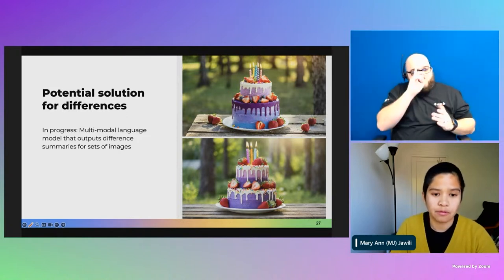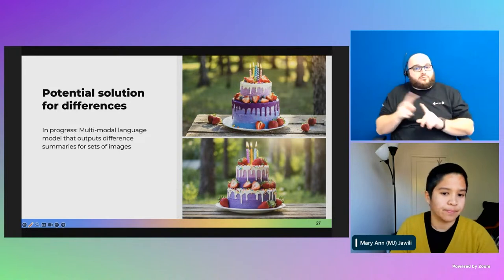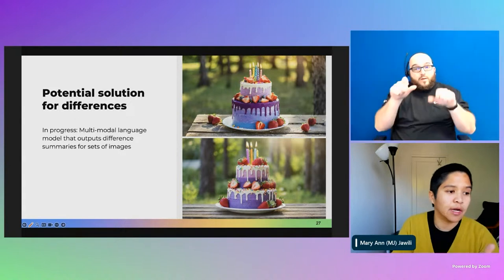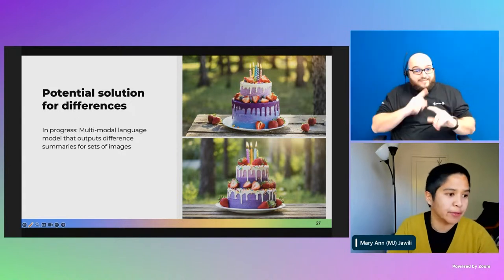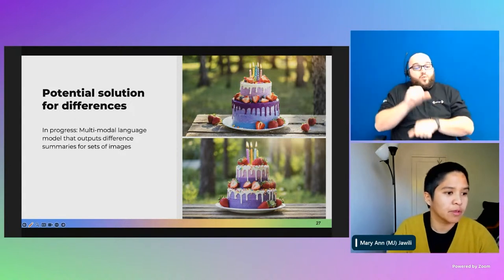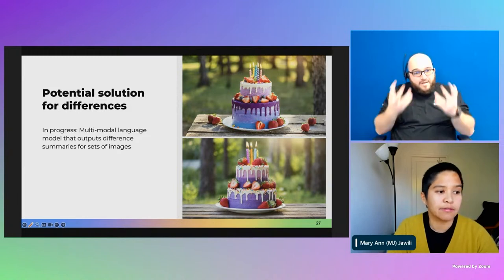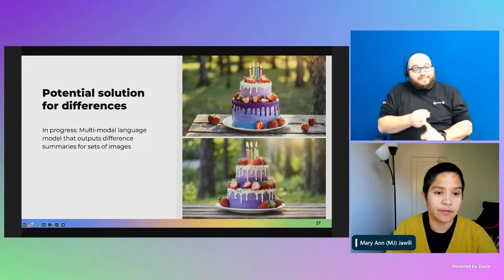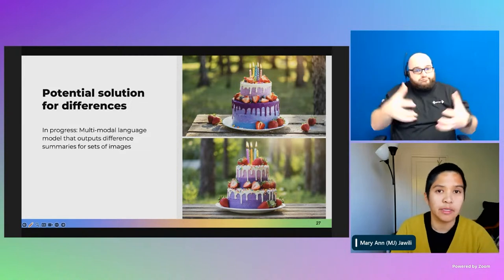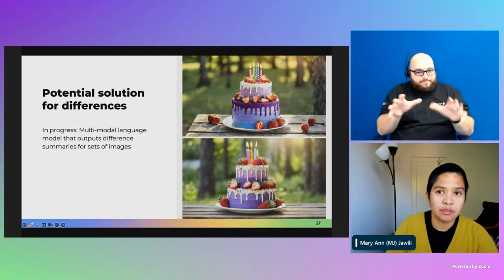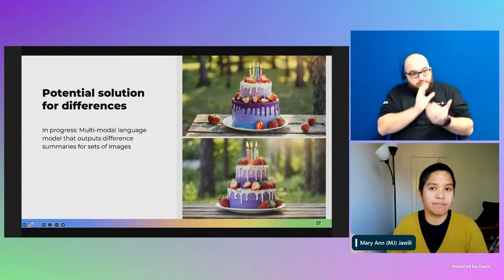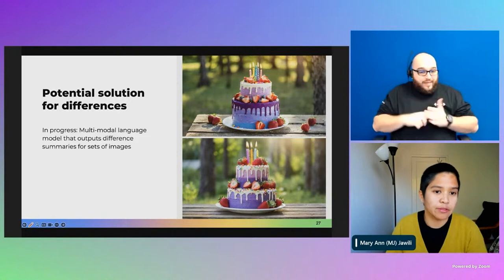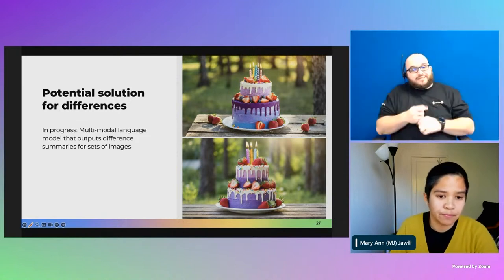And so a potential solution for differences is this in-progress work that we have around a multimodal language model that outputs different summaries for sets of images. So we would input images, and then the model would determine the differences between the images and then summarize those differences as an output.